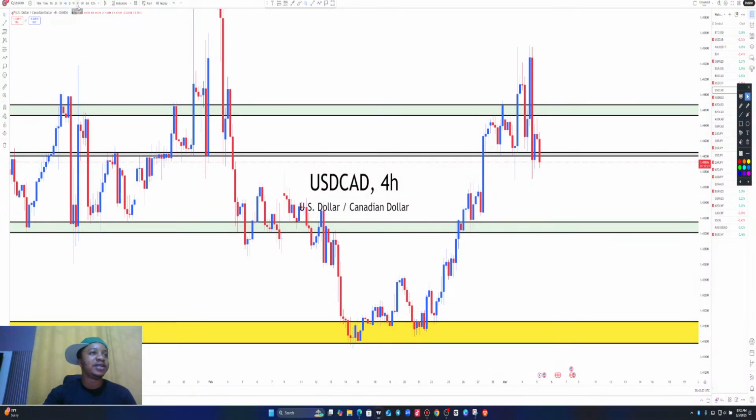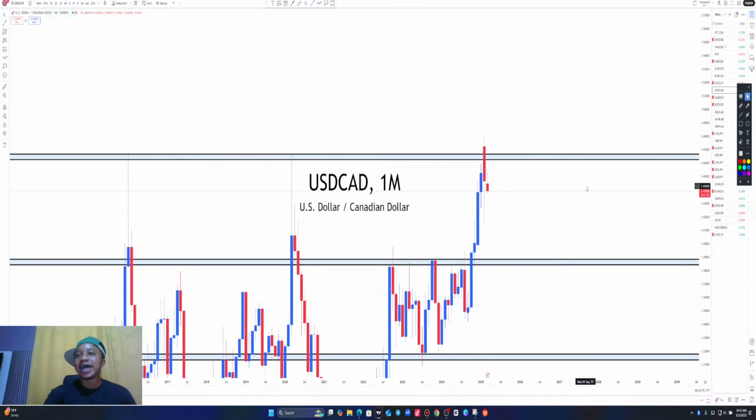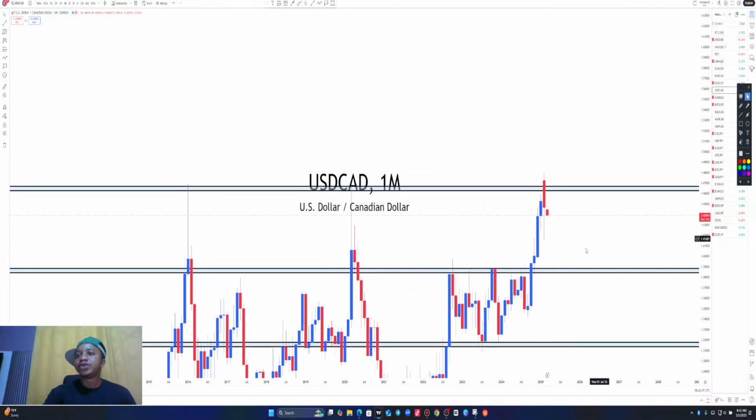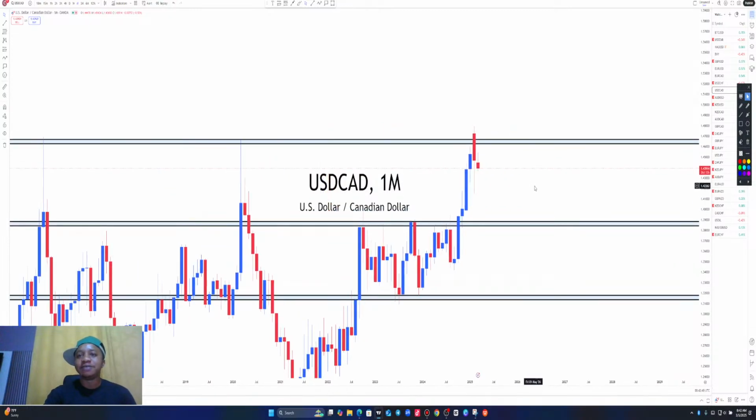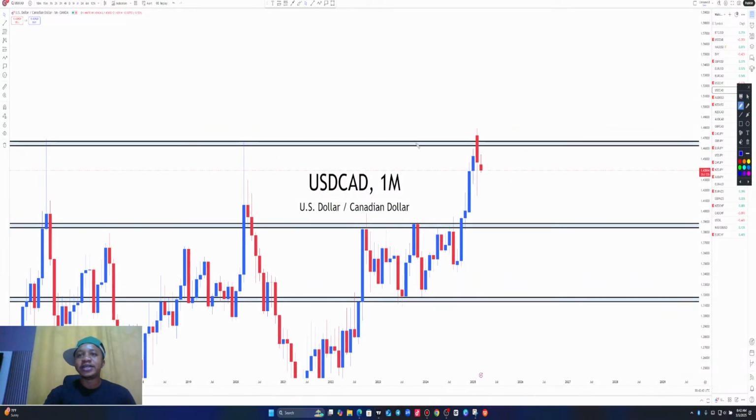All right, so let's start from the monthly time frame of USD CAD. This is USD CAD on the monthly time frame. On the monthly time frame, we have the monthly upper zone, the mid-range zone, and then the lower zone.